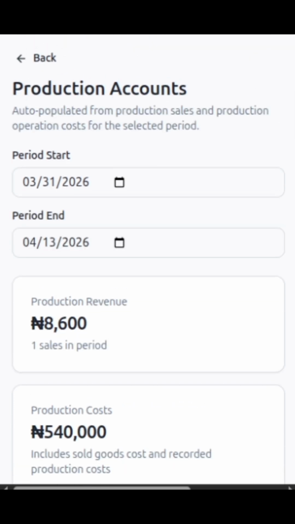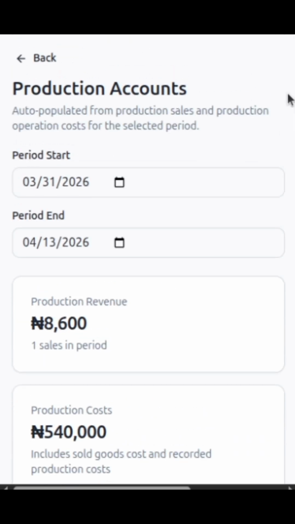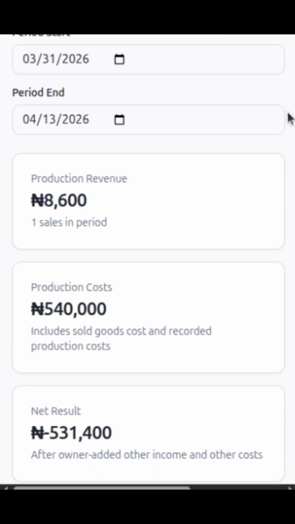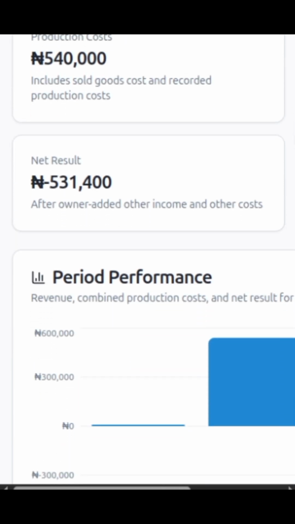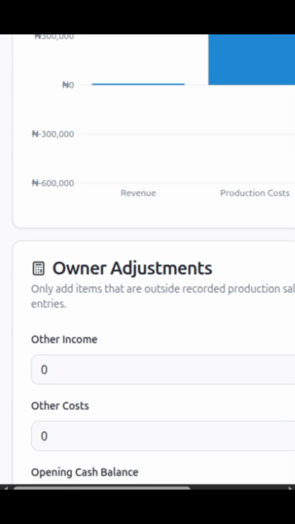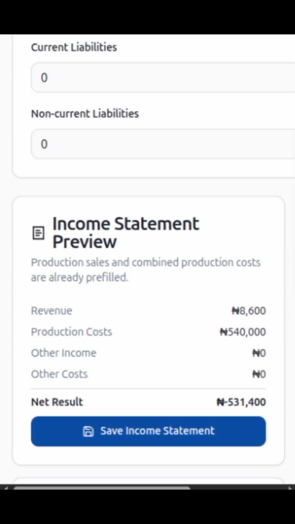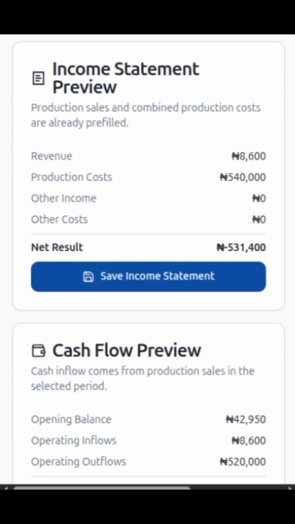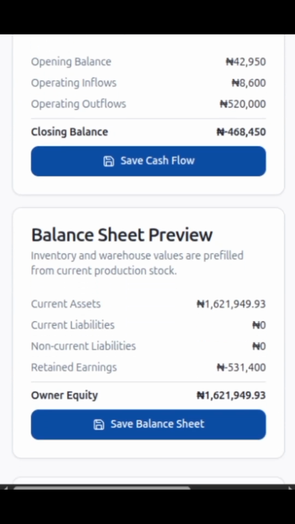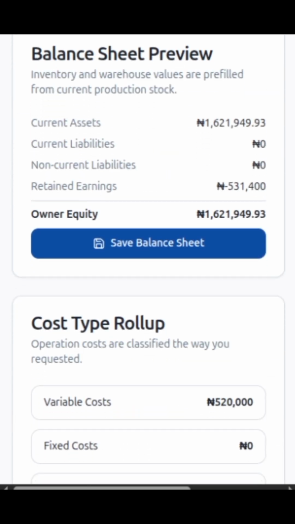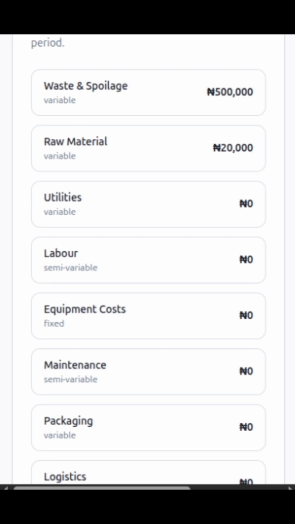You can scroll down and see, okay, this is my performance for this period, between this period and this period. These are the things I did and all of that. So you can see the breakdown, the adjustments that you can have. Your income statement is there, your cash flow is there, and then basically you can see your cash flow, your income statement, your balance sheet preview. All of these things are tracked. So basically you have the categories that you have for the cost.